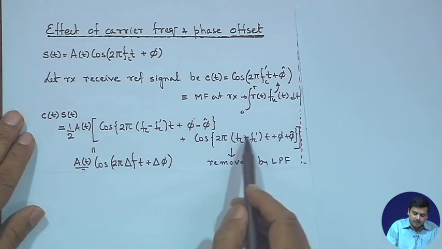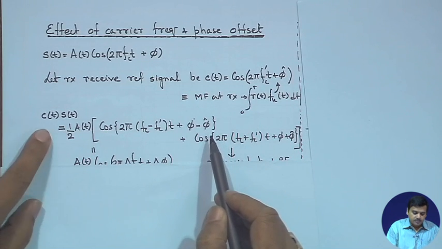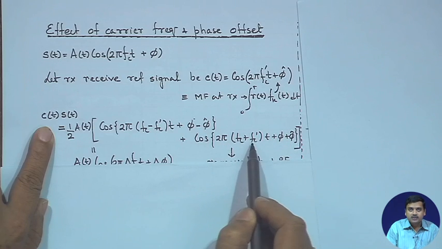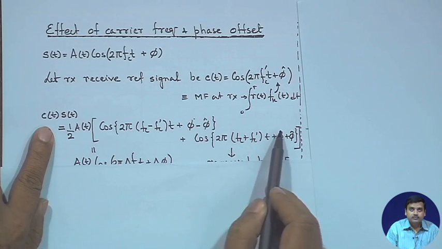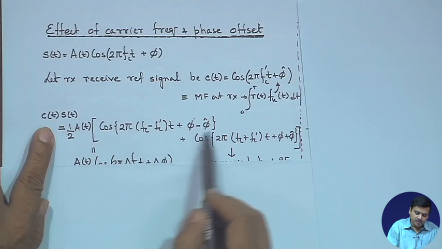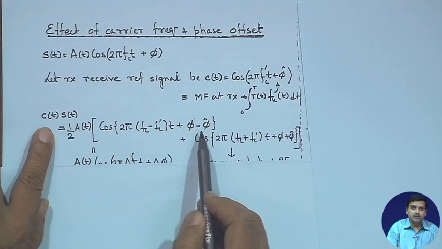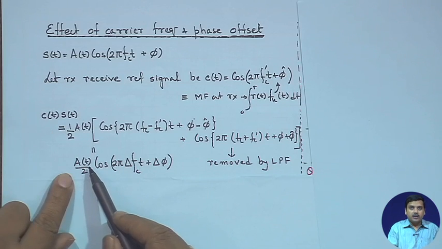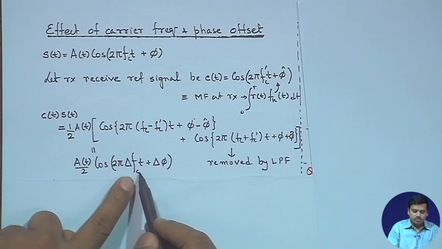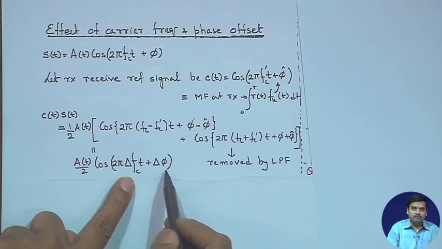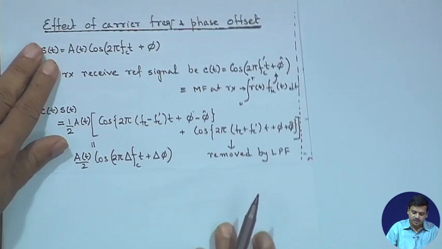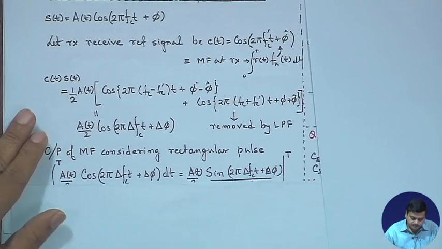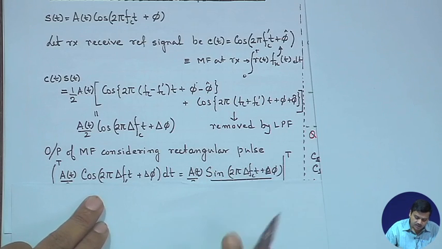So, now if you pass this product through a low pass filter, the component having twice the frequency can be filtered off, right. So, what we will have available is this particular signal part. That means we could write it as AT upon 2, this is the coefficient, cos 2 pi delta f c t plus delta phi. So, we can filter the other term off because it is at twice the frequency. The output of the matched filter, considering a rectangular pulse, right.